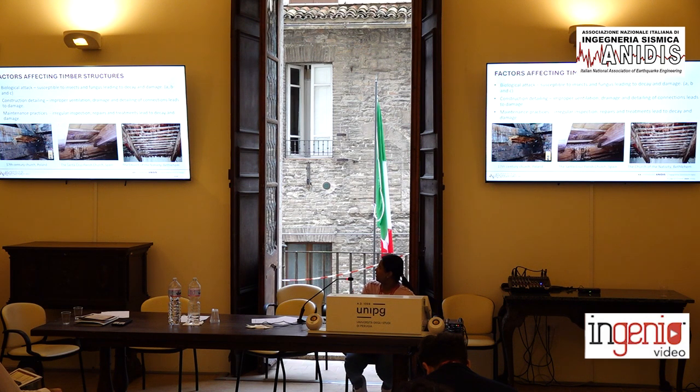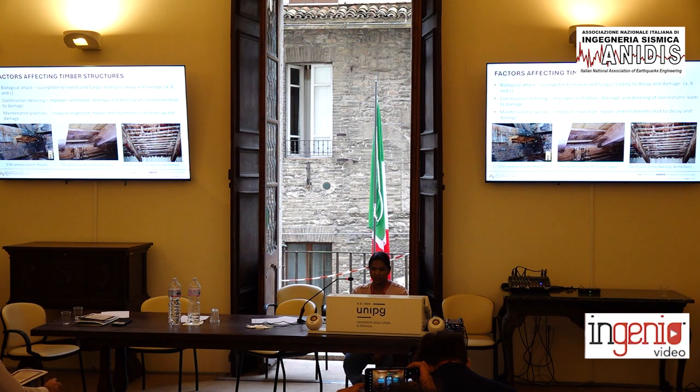The other factors affecting timber structures are biological attacks. Like I said earlier, because of humidity and moisture, the timber is more susceptible to fungal infection and insect infestation. Because of poor construction detailing and maintenance practices, there can be damage in the timber structure, because timber is more prone to decay, and improper ventilation or drainage can lead to increased moisture, which in turn leads to decay of the material. These are pictorial representations of ancient buildings, a church in Poland, a church in Spain, and a church in Bethlehem, which have been damaged due to the factors I've mentioned.